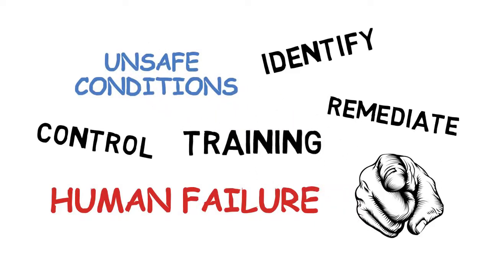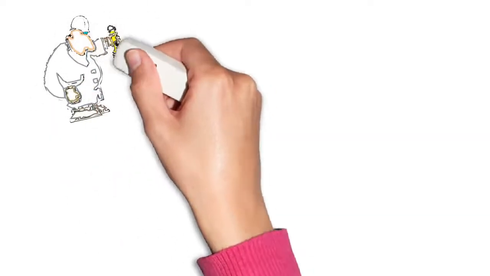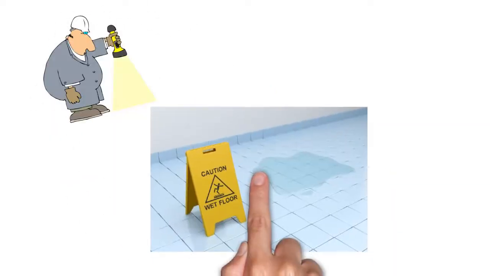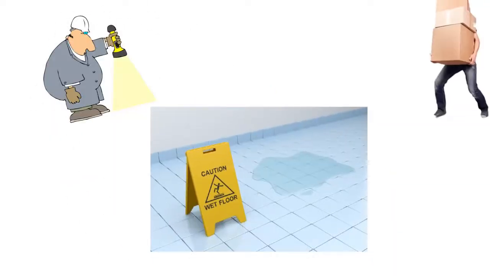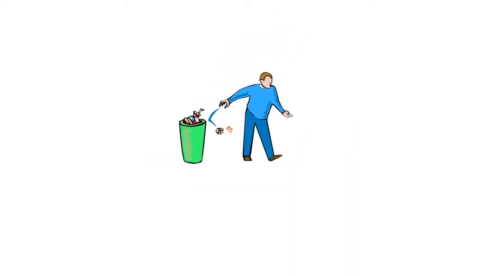Some unsafe conditions are easy to spot. Finding others needs a closer inspection. For example, liquid on a walking surface is an unsafe condition, but you won't see it if you aren't looking where you are stepping. People create the majority of unsafe conditions.